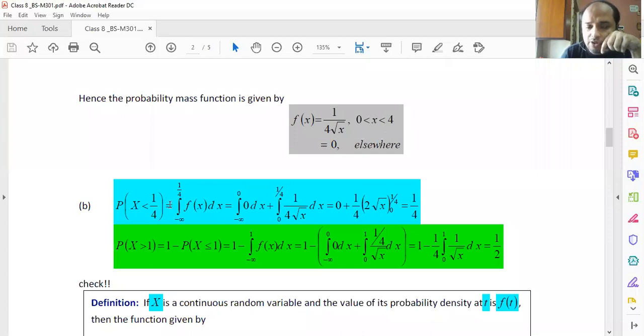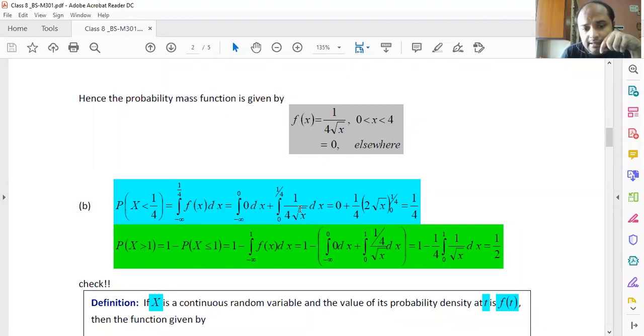Now, here also by definition, the probability is defined as the integration from minus infinity to 1 by 4 of fx dx. 1 by 4 is an element lying within this range, from 0 to 4. Now I am breaking this particular interval into two halves again. One half is minus infinity to 0, and another half is 0 to 1 by 4. Now when x is lying between minus infinity to 0, you already know that it is undefined. So we are substituting 0 over here, so it vanishes.